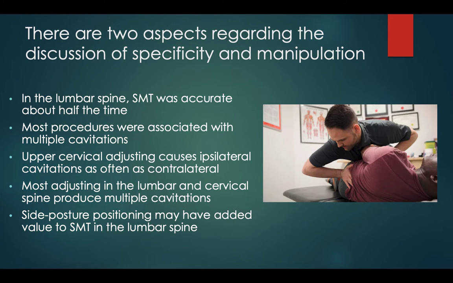For example, in the lumbar spine, SMT was accurate only about half the time. Most adjustments were associated with multiple cavitations. Upper cervical adjusting causes ipsilateral cavitations as often as contralateral, and most adjusting in the lumbar and cervical spine produces multiple cavitations. Now to our review study.